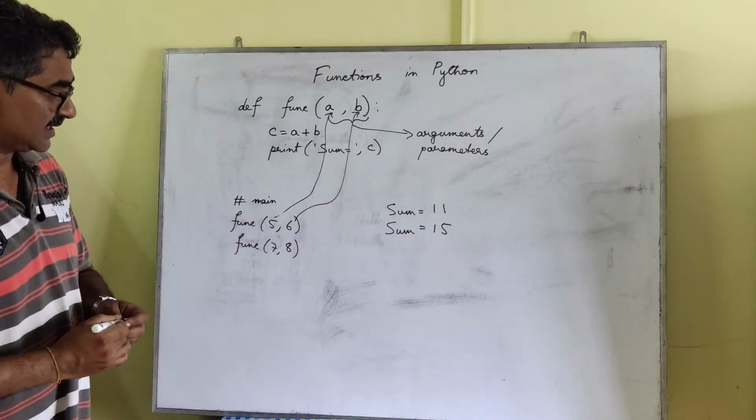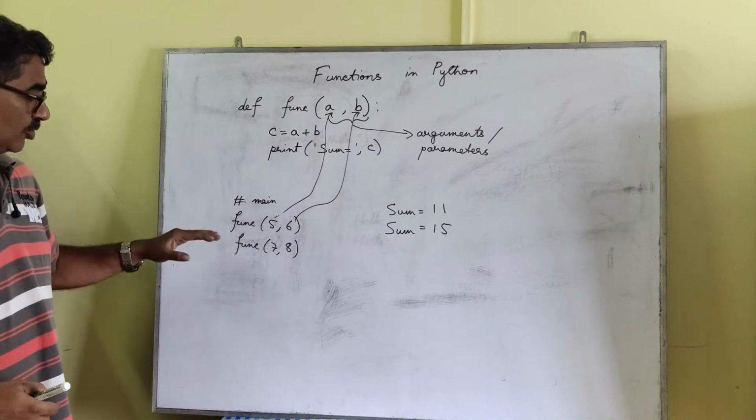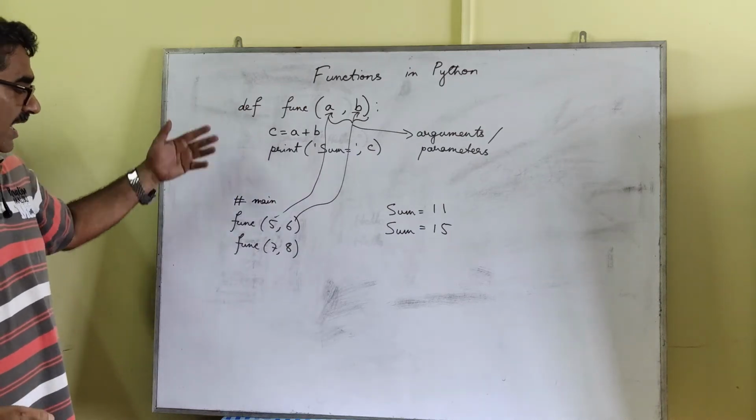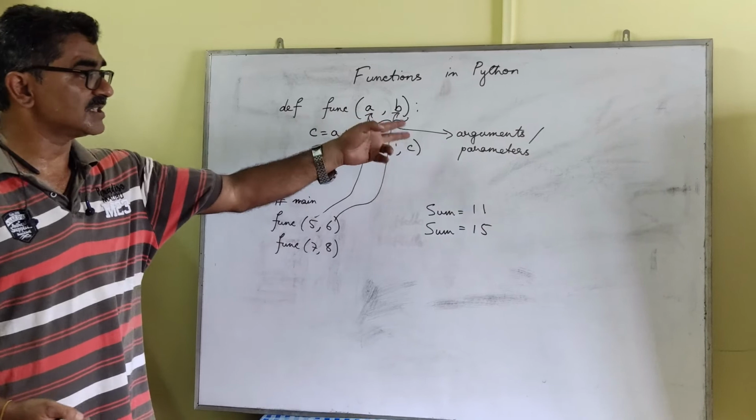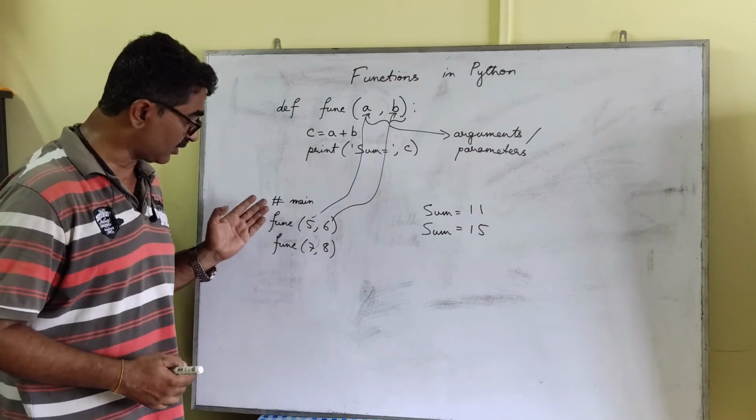See how simple it is for adding the two numbers out here. We call it repeatedly more than once, and every time we do that, we pass two values because it has two arguments or parameters to be received by the function from the main part.